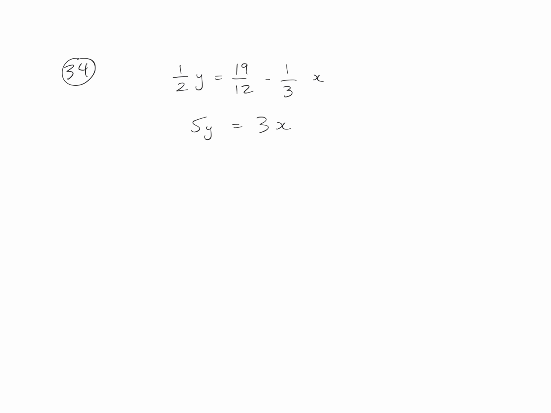To solve this equation, the fastest way, what I would do is write the equation in standard form, and then use my calculator. To write this in standard form, you want to have the x first, so I would add 1/3 x to both sides of the first equation, getting 1/3 x plus 1/2 y equals 19 over 12.